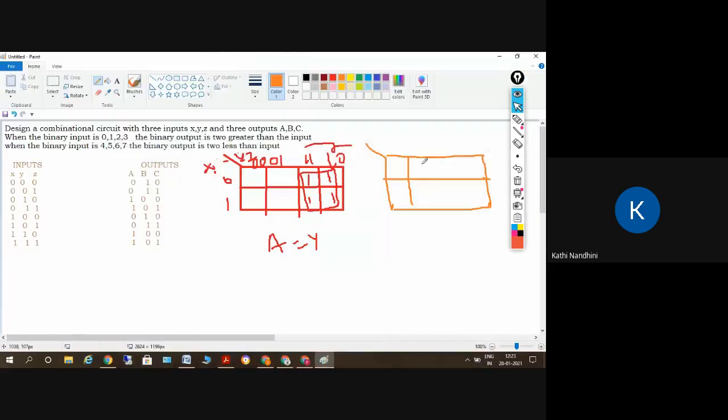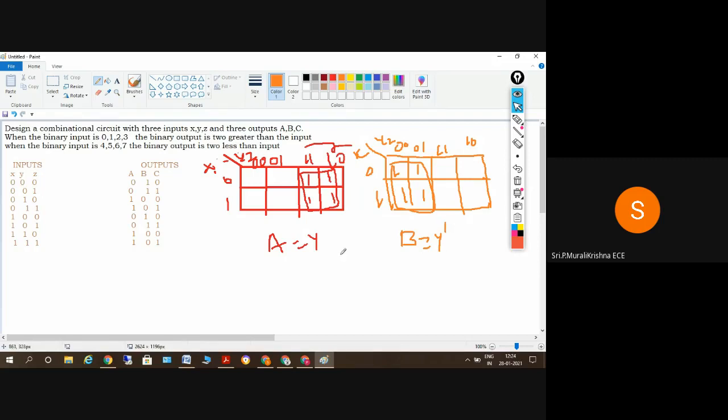So for b here, this is x y z: 0 1 0, 0 0 1, 1 0, 1 1. And this is for b here. So b for 0 1 0 1, 4 5. This is 4 and this is 5. Okay, so this is formed as another quad here. So b is equal to y bar z plus y bar z bar plus y bar z. So b is equal to y bar.